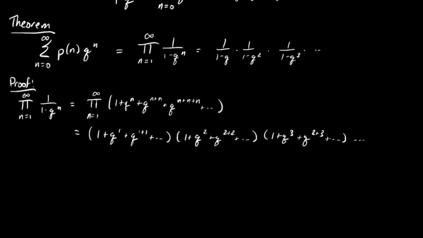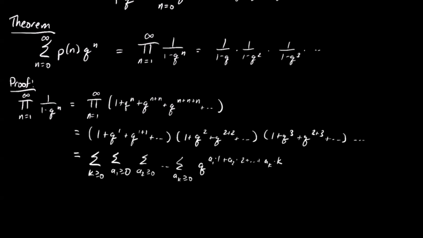And I'm going to write this as an infinite sum. So let's write out this expression. This is going to be the sum over k greater than or equal to 0, and a1 greater than or equal to 0, a2 greater than or equal to 0, all the way up to ak greater than or equal to 0. And this is going to be q to the a1 times 1 plus a2 times 2 plus dot dot dot plus ak times k.